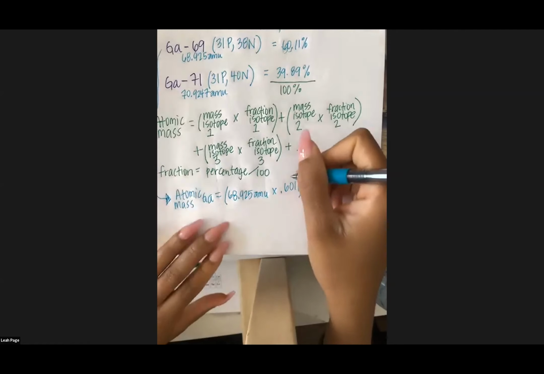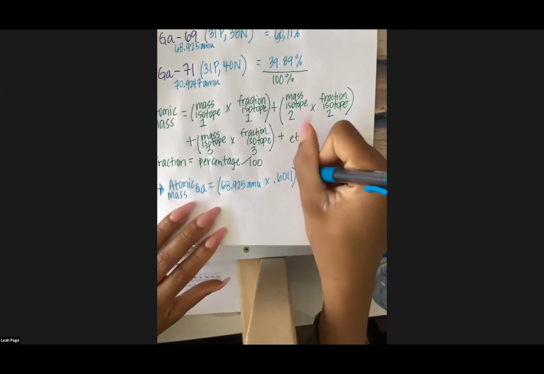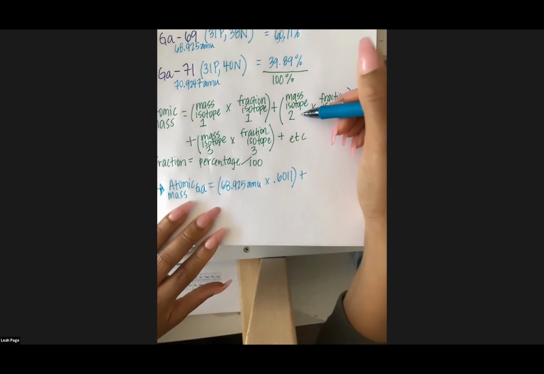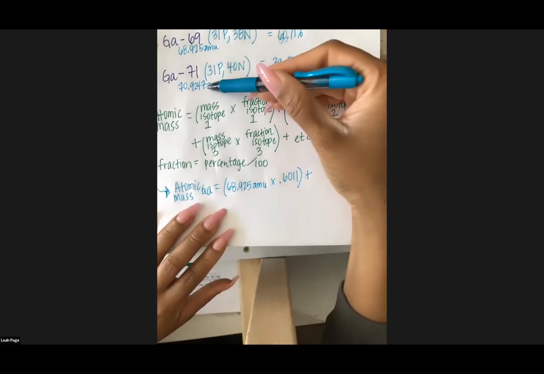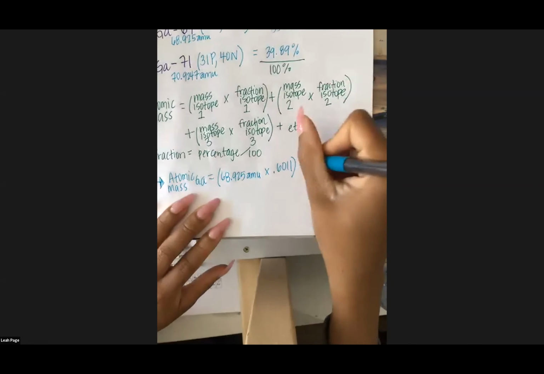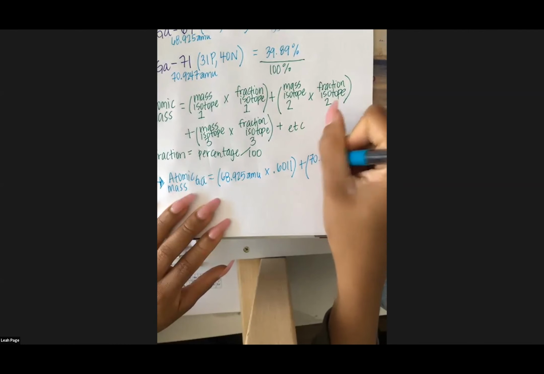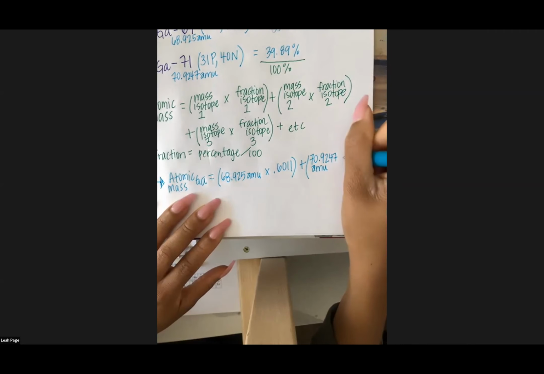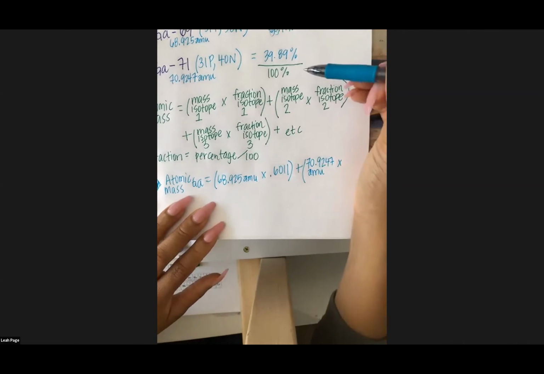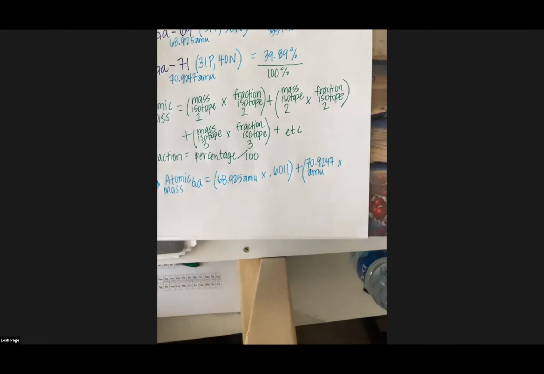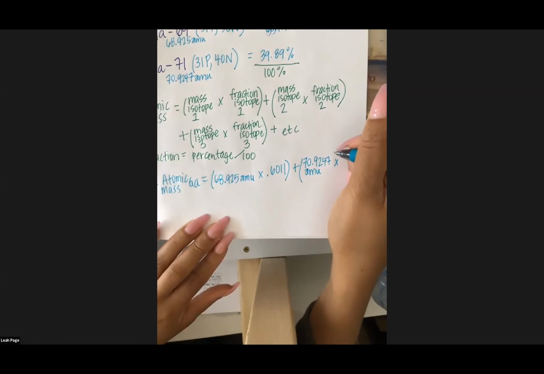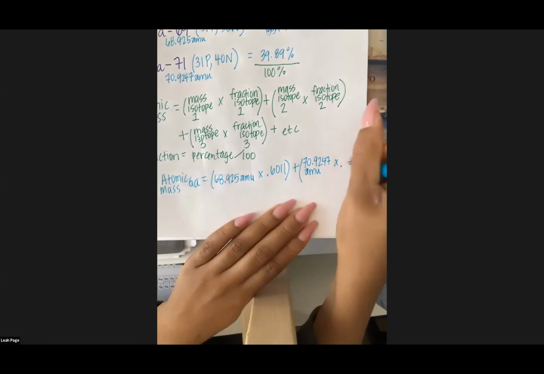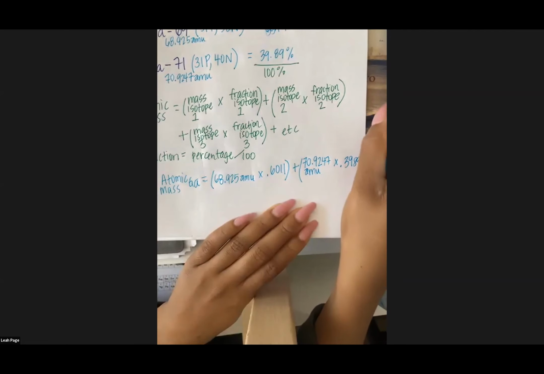All right, so then the next one, I'm now doing the mass of isotope 2. The mass of isotope 2 is this number right here. So that's going to be 70.9247 AMU. And this is times the fraction of the second isotope. What's the fraction of the second isotope, guys? 0.3989. 0.3989, perfect.